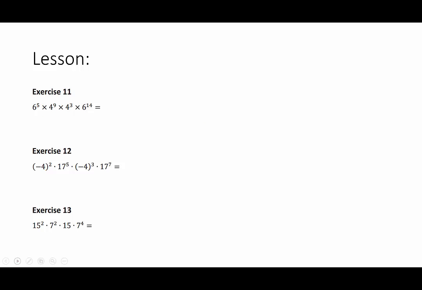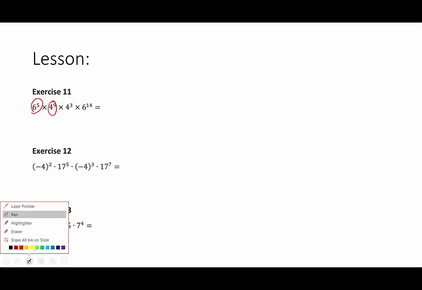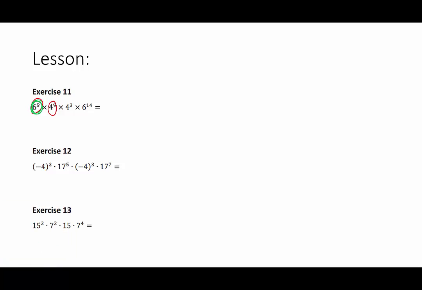Here's a few more that are very similar, except for this one we have 6s and 4s. The 6s and 4s are different bases, so we can't add their exponents. So what we're going to do is have two different sets here. We're going to have one group of the 6s. So we'll have 6 to the 5th power plus 14 times, and we'll have a second group.